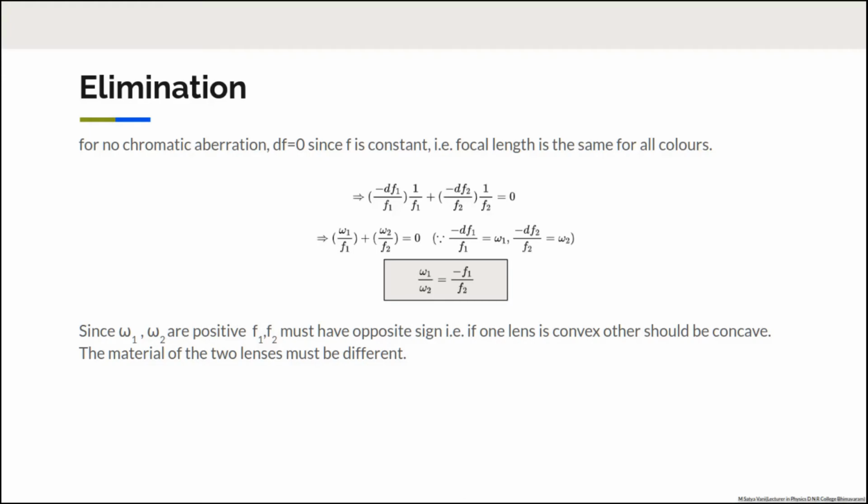From this equation, we can say that the condition for achromatism in case of an achromatic doublet is that the ratio of the dispersive powers of the lenses must be equal to the ratio of the focal lengths. The next one is that the material of the 2 lenses must be different because omega 1 by omega 2 is equal to minus f1 by f2. This is the condition for achromatism in case of an achromatic doublet, that is the ratio of dispersive powers is equal to the ratio of focal lengths of the two lenses.